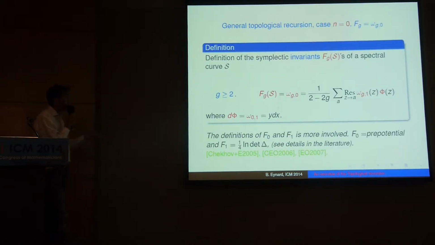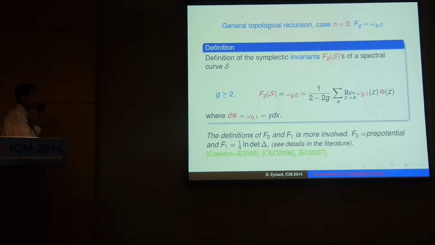It's given here. So omega g,0, most of the time people call it F_g. And it is obtained as follows. First, you compute omega g,1 by your previous version, multiply it by the antiderivative of omega 0,1, take a residue at all branch points, divide by 2 minus 2g, and that's F_g. That's the definition. So far it's just definitions.